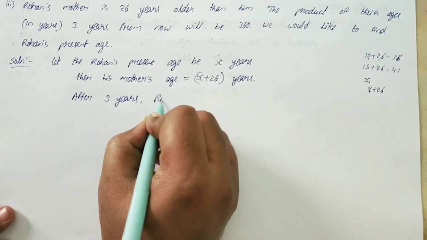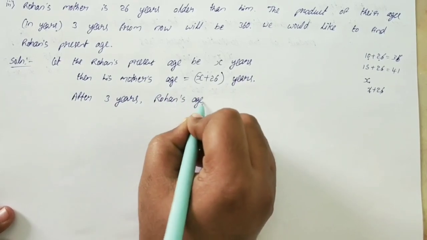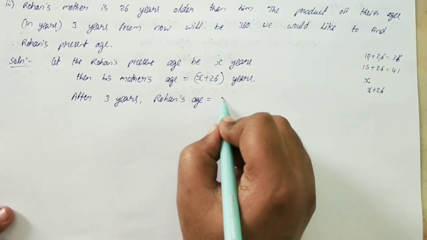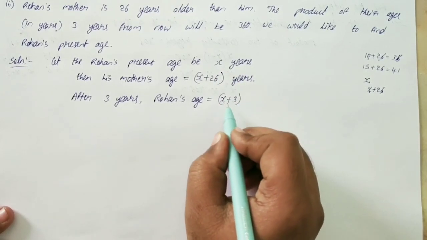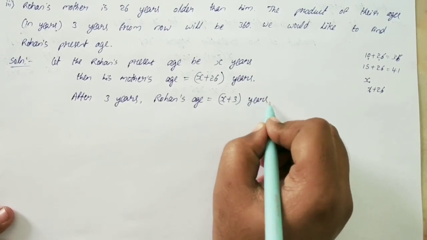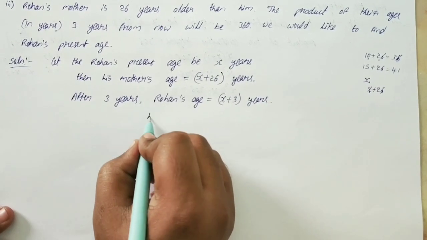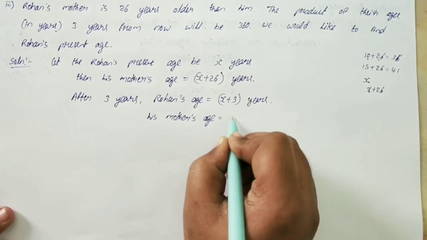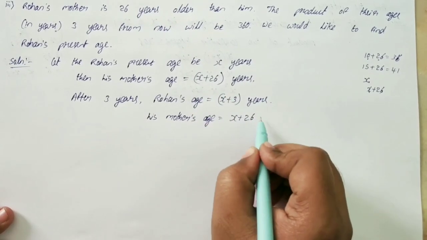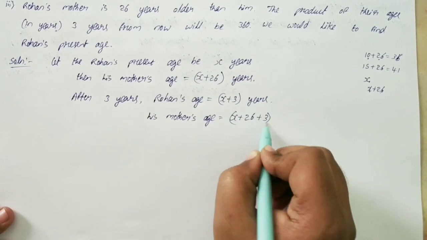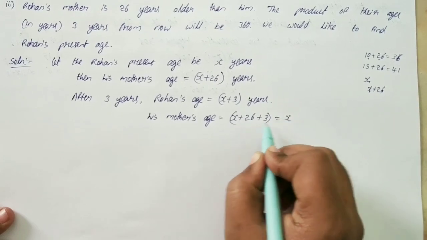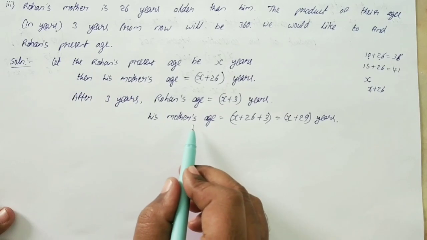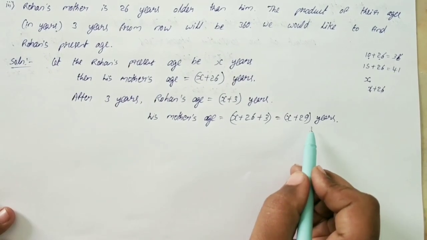So after 3 years, if the present age of Rohan is x years, then his age will be x plus 3, right? We have to add 3 to his present age. In the same way, his mother's present age is x plus 26. After 3 years we have to add 3 to their present ages. So it will become x plus 26 plus 3, that is, x plus 29 years. So Rohan's mother's age after 3 years is x plus 29 years.